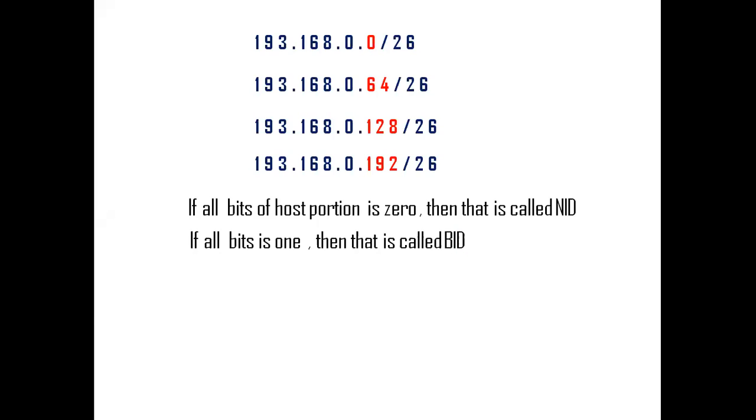Previously, you had a network that is 193.168.0.0/24. But now you have converted it into 4 subnets. 4 subnets means 4 networks. So 193.168.0.0/26 is a small network, and 193.168.0.64 is also a small network. Previously it was one network, 193.168.0.0/24, but now you have 4 subnets here. But what is the rule? If all bits of the host portion are 0, then that is called NID.